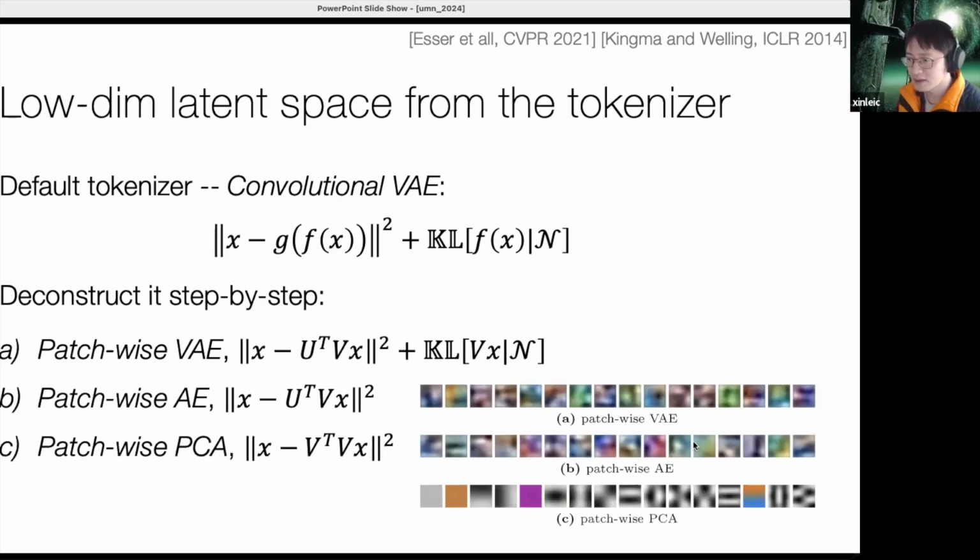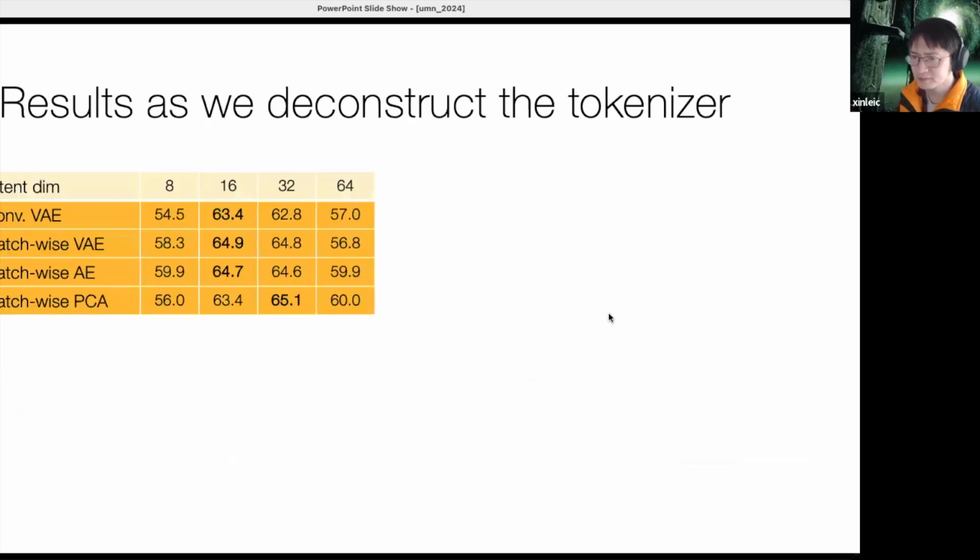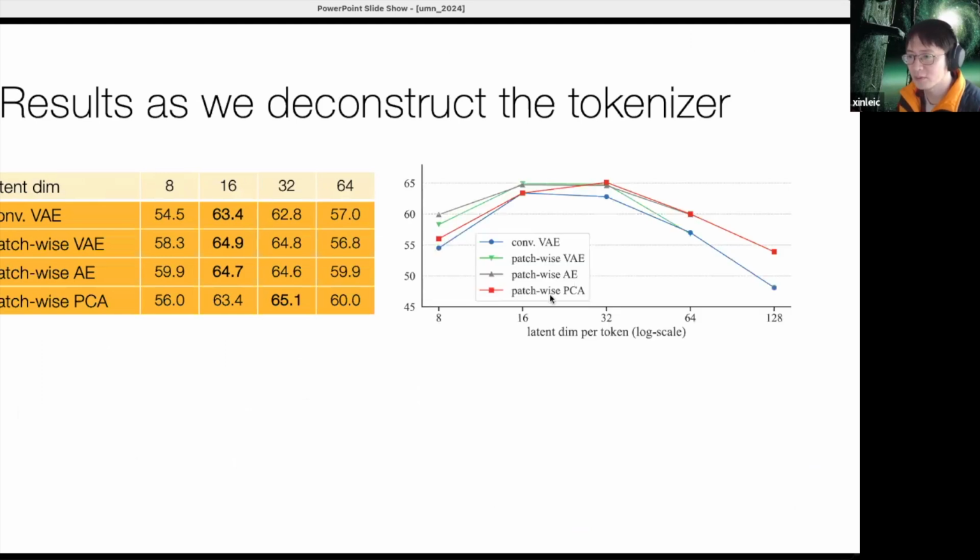And there are different filters we get from different tokenizers. And we did the study for these four variants, with four different latent dimensions. And we find that the performance trend is something like this on the right side.